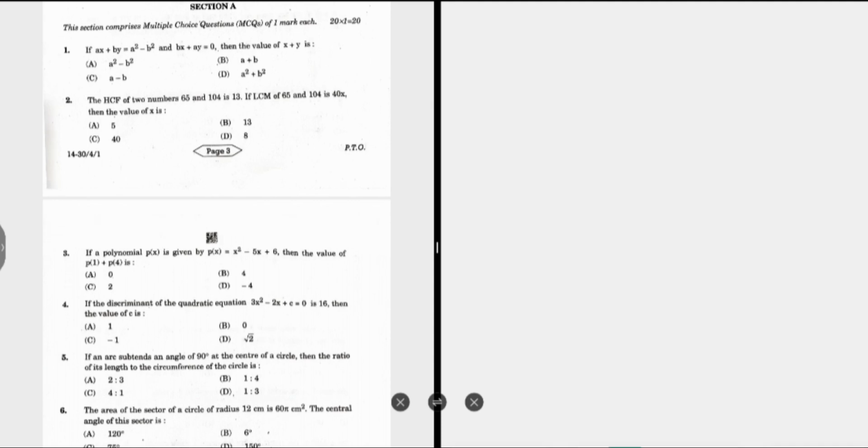Question number 1. If you see question number 1, it is given that ax plus by is equal to a square minus b square, one equation, and bx plus ay is equal to 0 is another equation. Okay, so by using these two equations, we have to find the value of x plus y. Now let's see how to do. Take the equation 2 because it is simple.